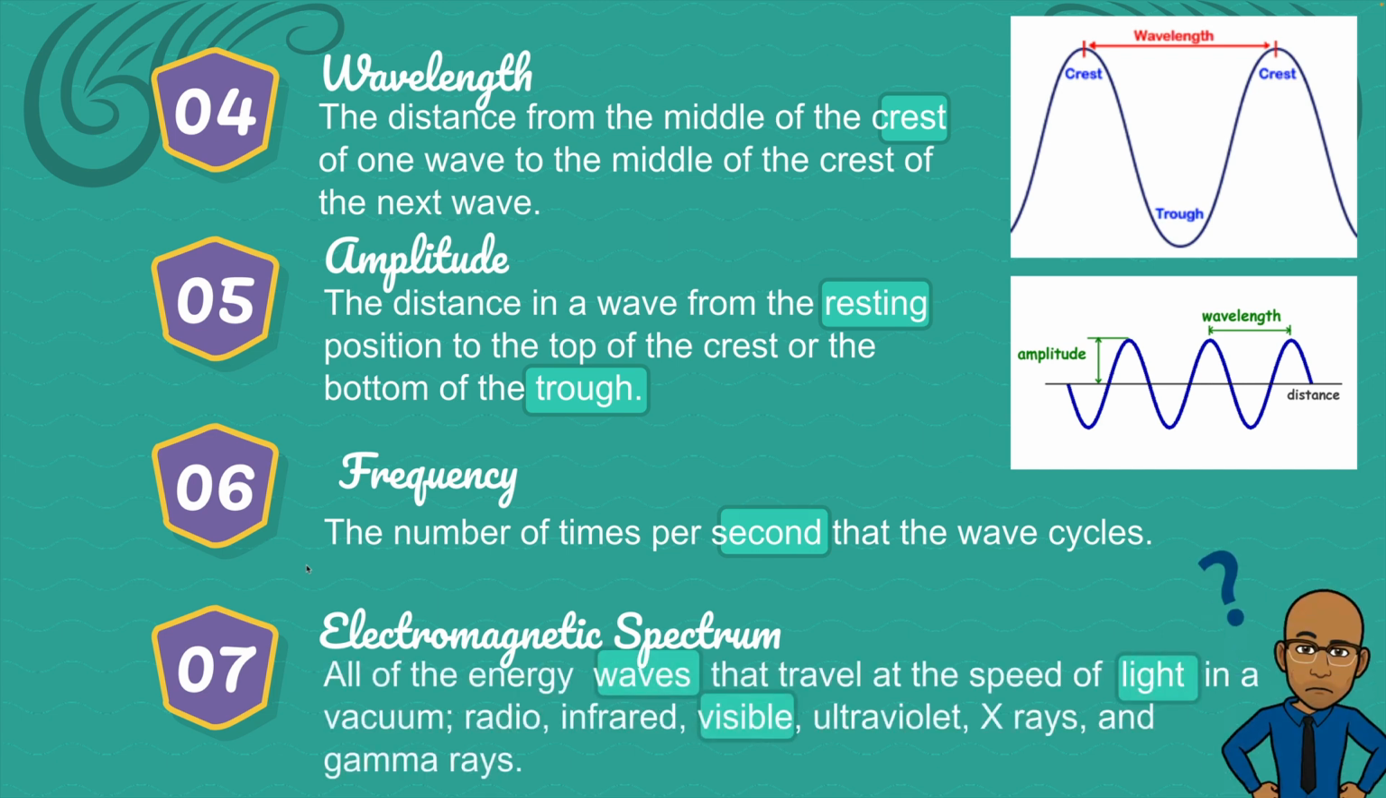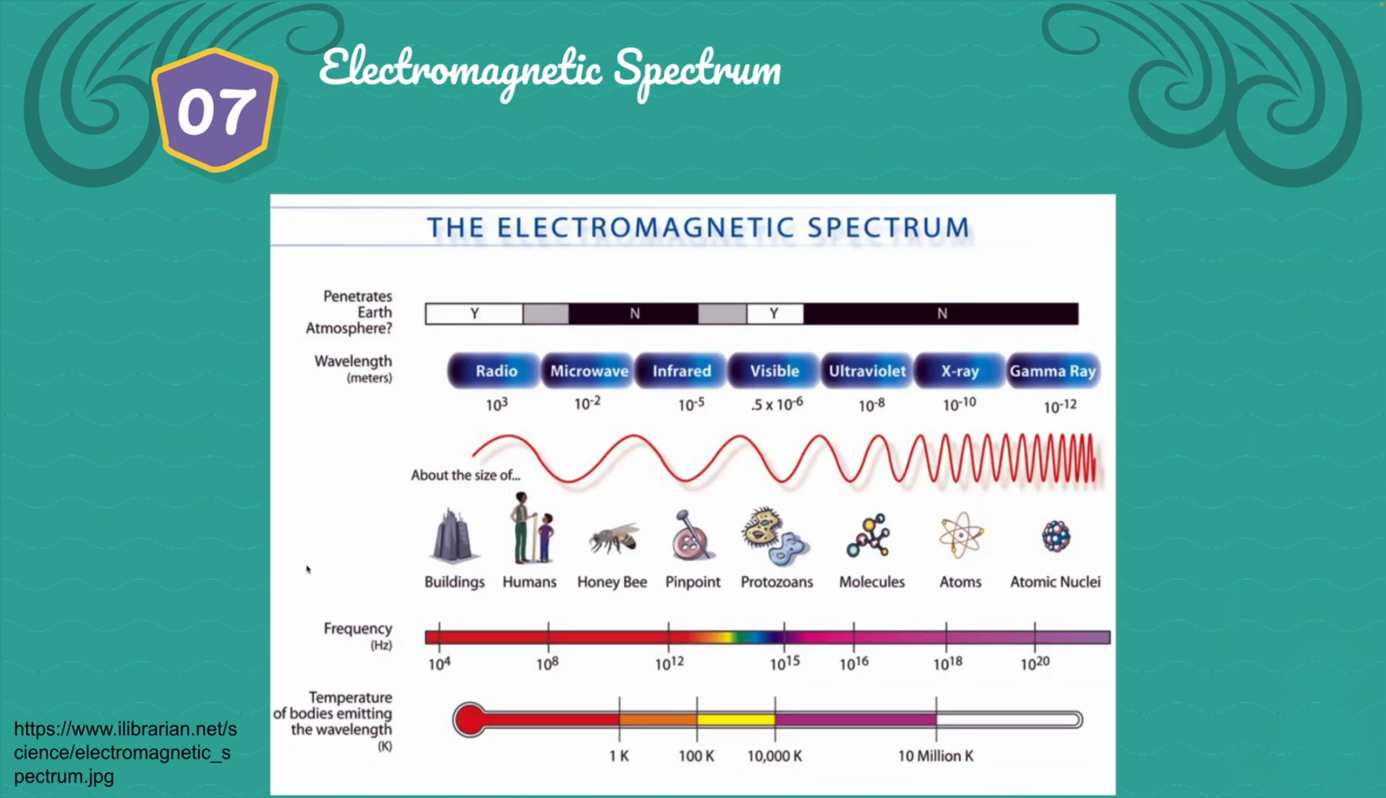Number 7, electromagnetic spectrum. All of the energy waves that travel at the speed of light in a vacuum. Radio, infrared, visible, ultraviolet, X-rays, and gamma rays. The electromagnetic spectrum, that was a long, complicated definition. This illustration shows you all of the waves that are included in the electromagnetic spectrum.